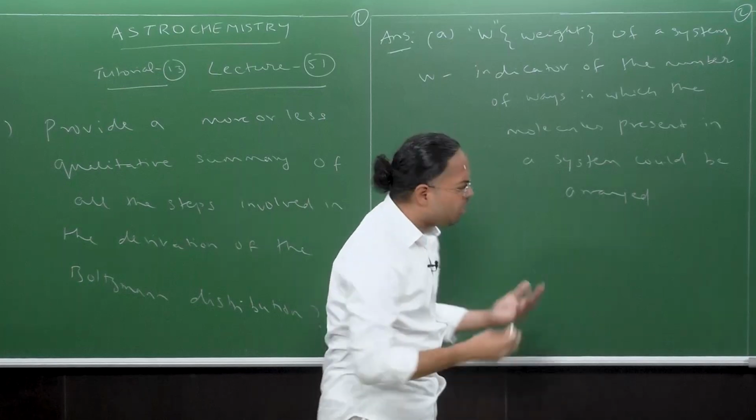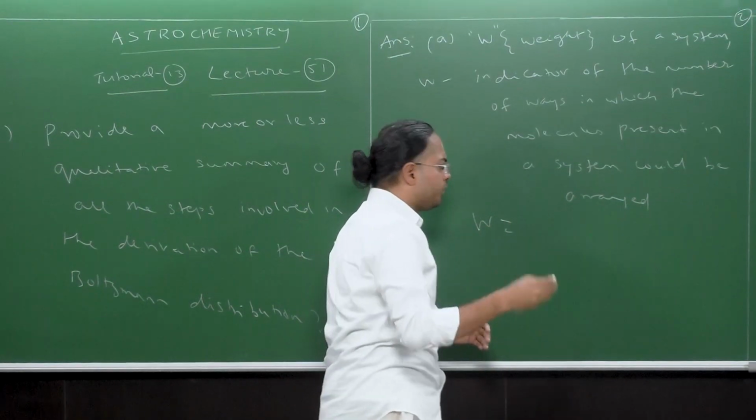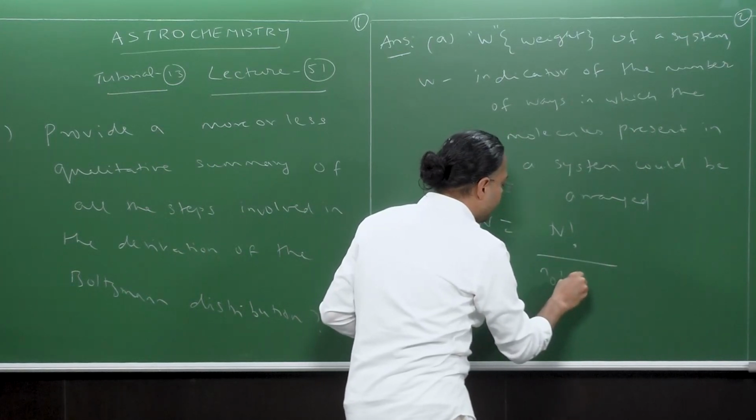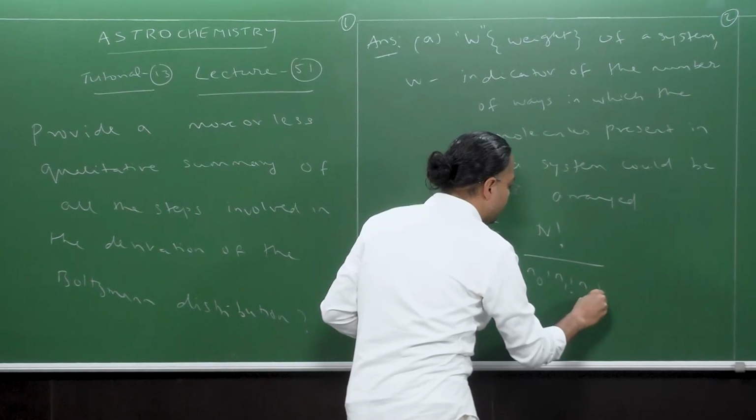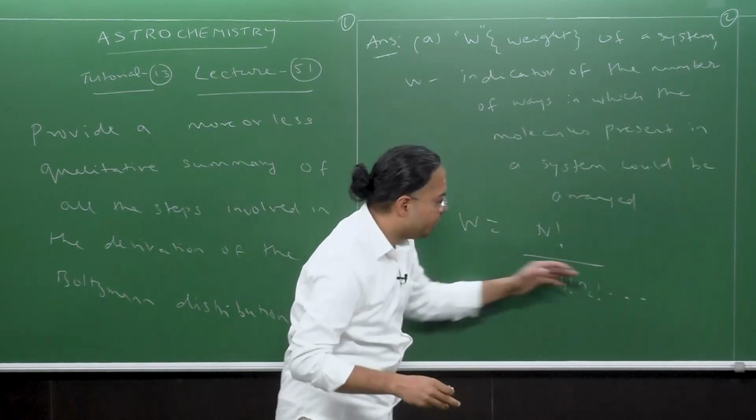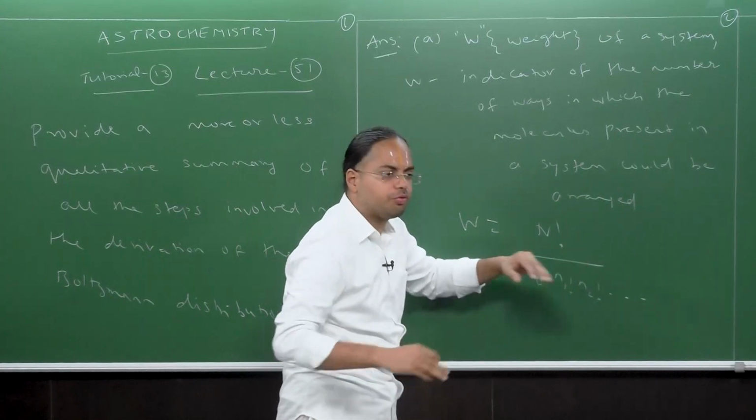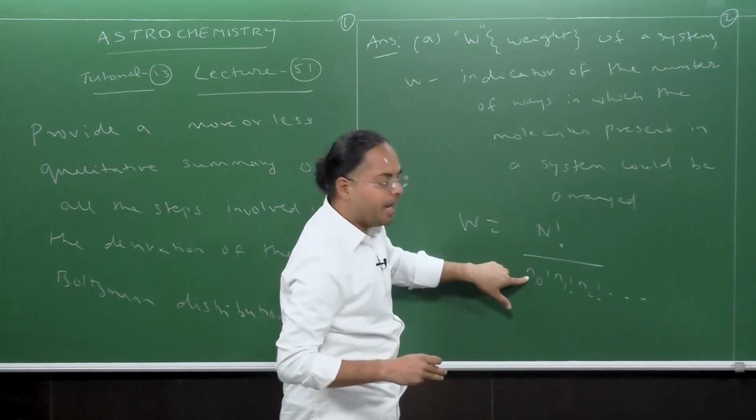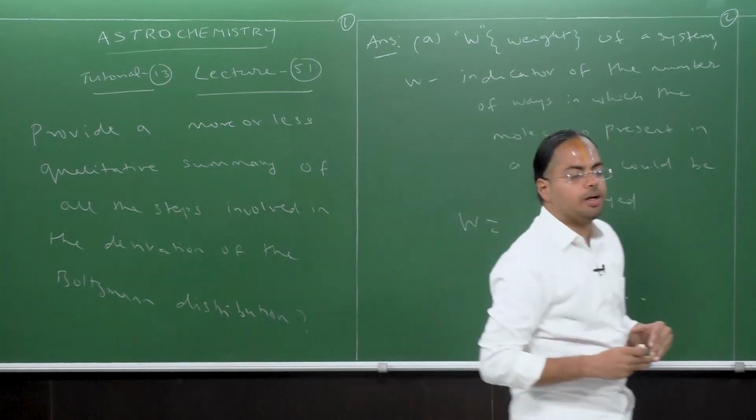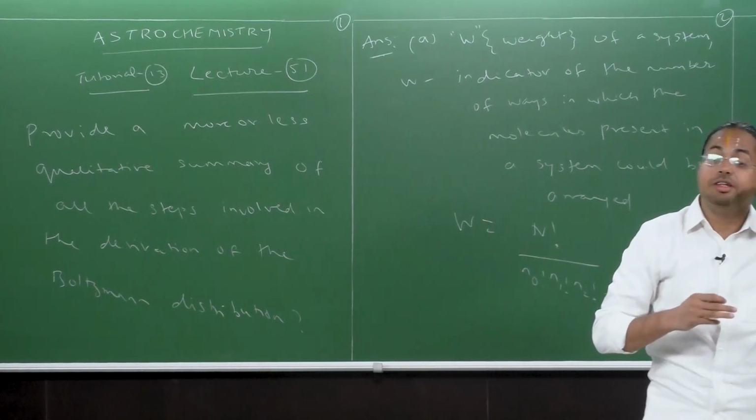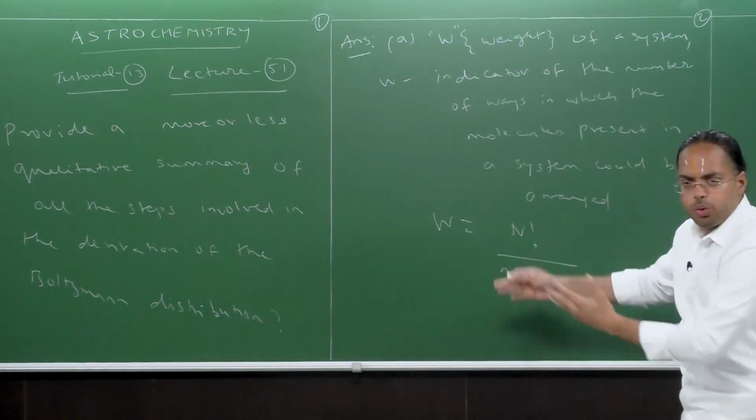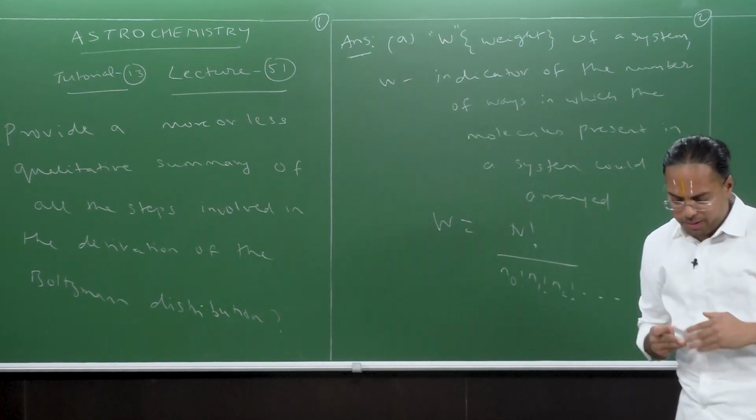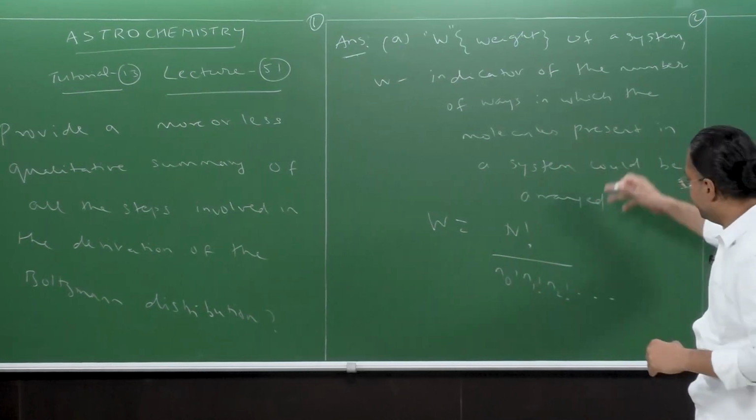And what was the formula we saw? W is given by capital N factorial divided by N0 factorial, N1 factorial, N2 factorial, and so on, all the way up to as many different energy states as there are. N is the total number, and N0, N1, etc. are the number of molecules in each energy state. You could go back to this expression from the previous tutorials and get more details about it. So we started off by defining the weight in this way.